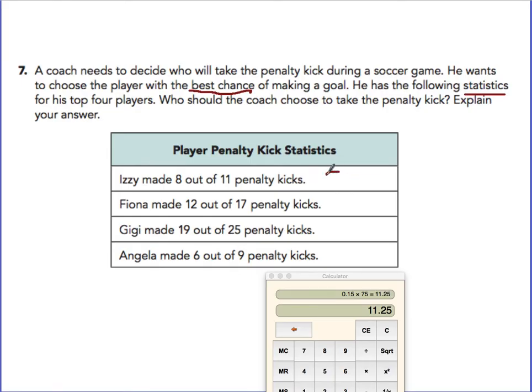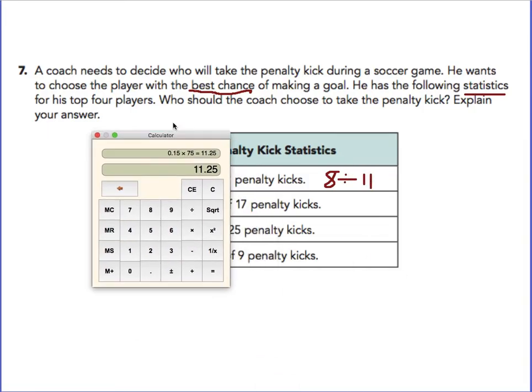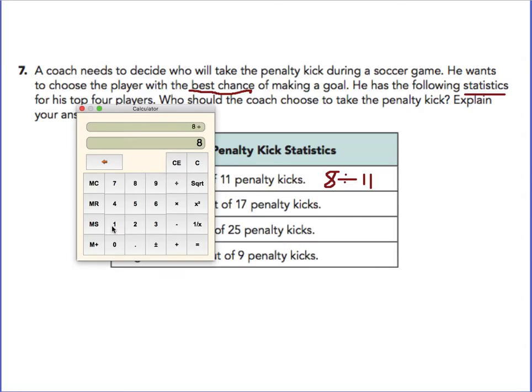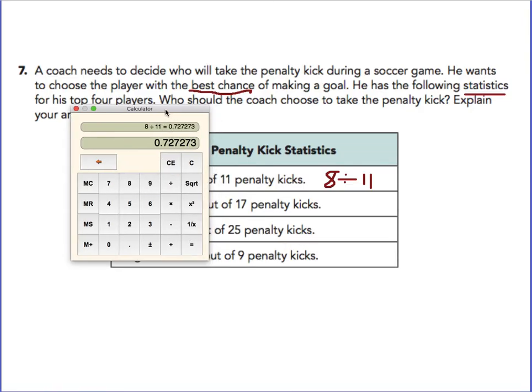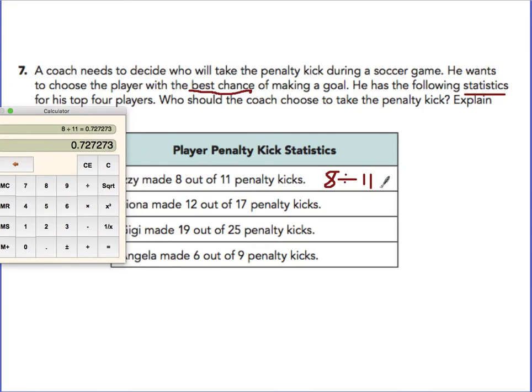So to find a percent, we take the shots they made divided by how many they took. And we might need to round for some of these. So 8 divided by 11, we get 0.727273. Okay, so it's going to round to 0.7272, so it's 72 repeating. And then when we change that into a percent, it's going to be 72.72%, or we can round to 72.73%.